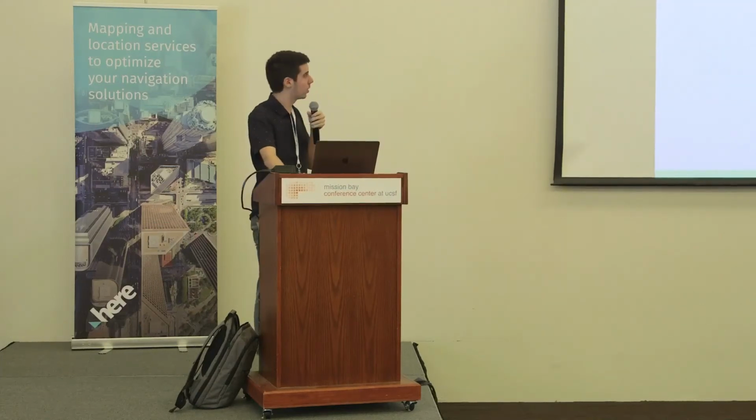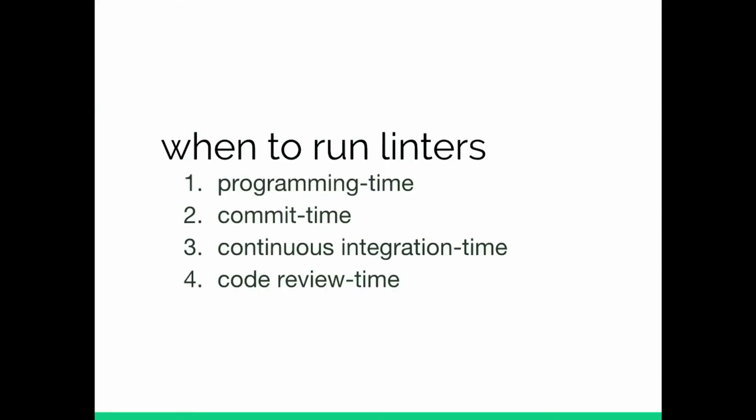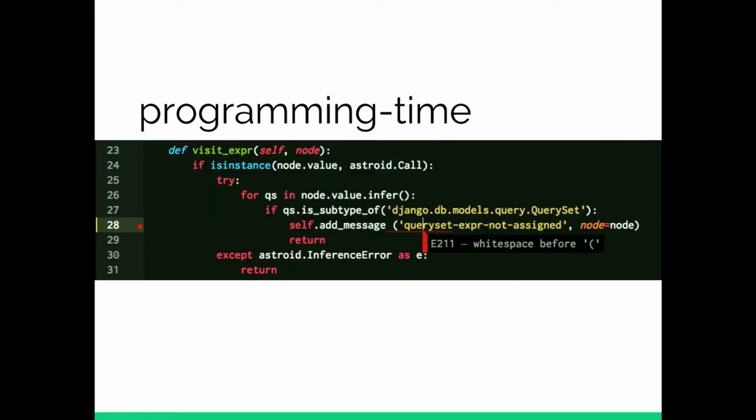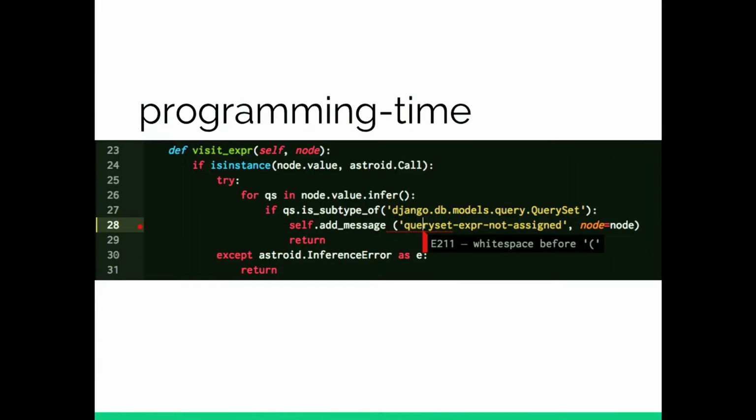Okay, so when to run these kinds of checks? We need to run them during the whole development flow, from programming time, commit time, continuous integration time to code review time. Programming time is very easy. You just need to install those checks on your editor. Our modern editors support most of the Python linters. And this is very important, okay, to prevent bugs and to teach new developers.